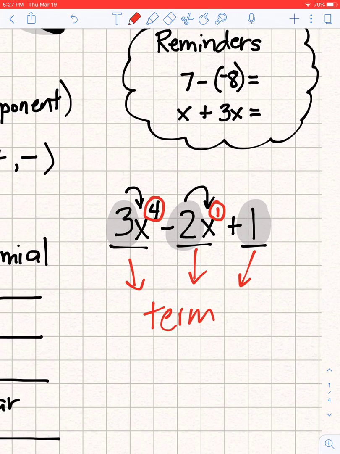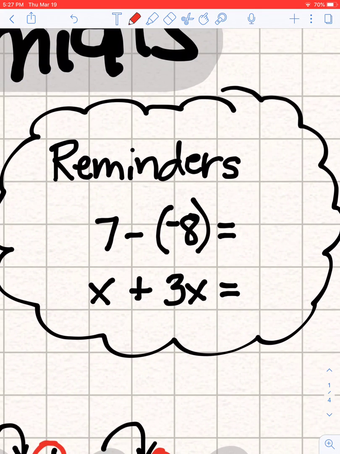All right, before I dive into the problems, just a couple of reminders. Again, when you see a problem that is a subtraction problem, like 7 minus -8, think about always changing that to 7 plus, and then we change the sign of the number after. If it's a negative, it becomes a positive. If it's a positive, it becomes a negative. So in this case, 7 plus 8 is 15. That's going to be very useful as we move forward.